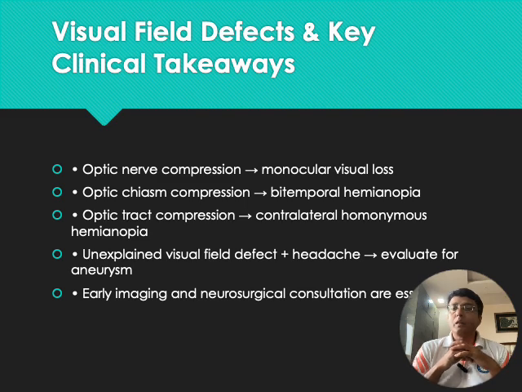So in our coming videos we will have more basic things related to the visual pathway and their clinical significance, and these are very important topics for your upcoming examination. So in short, for unexplained visual loss or visual field defect with headache, you must evaluate for aneurysm, and you have to go for early imaging as well as neurosurgical consultation.